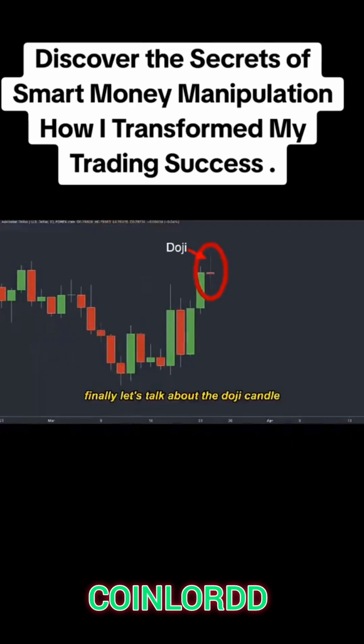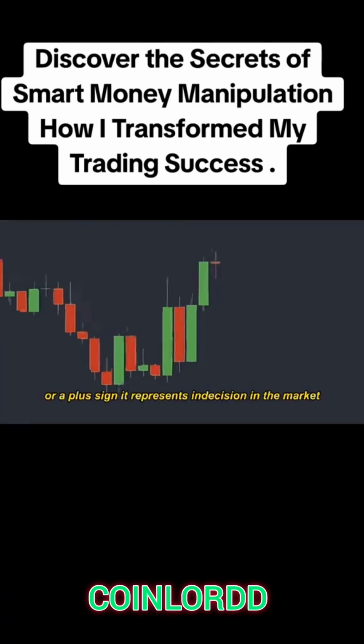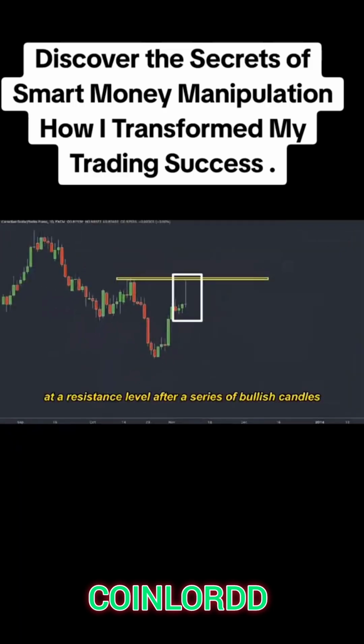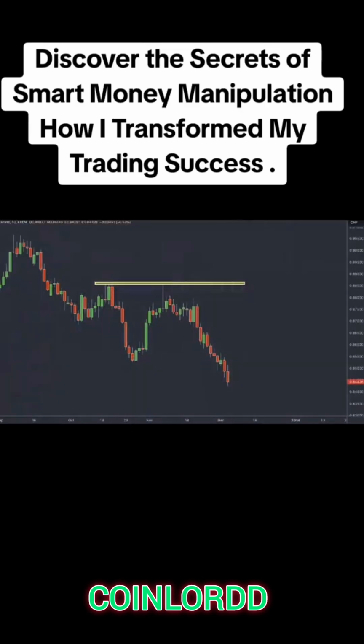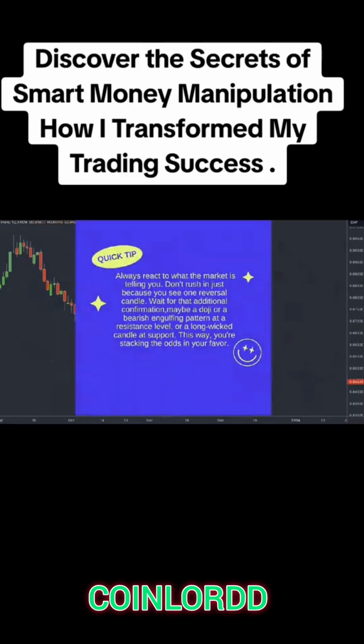Finally, let's talk about the doji candle. A doji forms when the opening and closing prices are almost identical, creating a candle that looks like a cross or a plus sign. It represents indecision in the market. At a resistance level, after a series of bullish candles, a doji can signal that the buying pressure is exhausted, and the market might be ready to reverse. Think of it like a standoff between buyers and sellers. Nobody's winning, but it often leads to a shift in control, which in this case would favor the sellers.